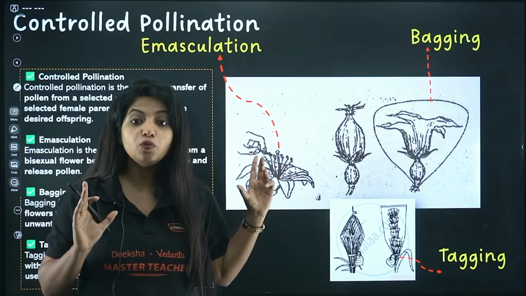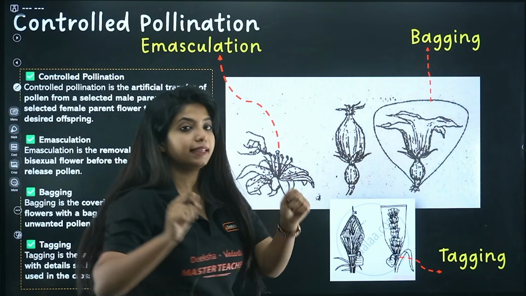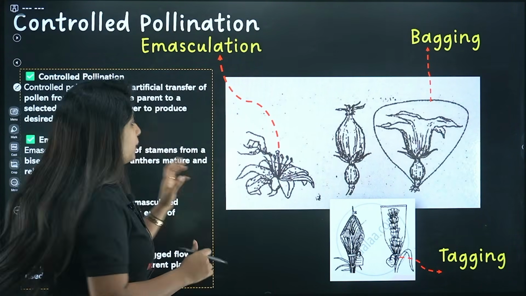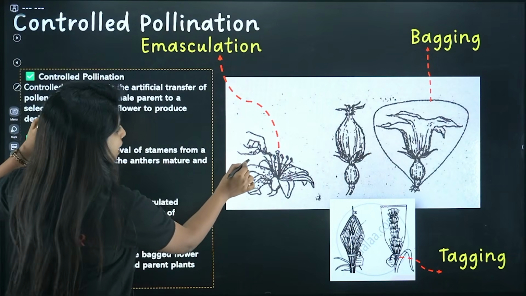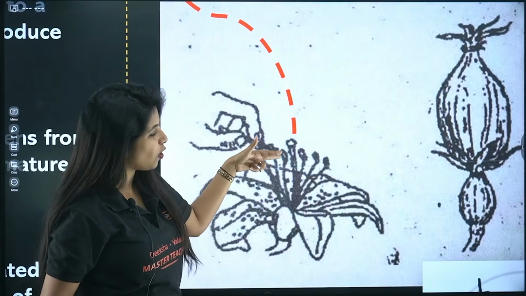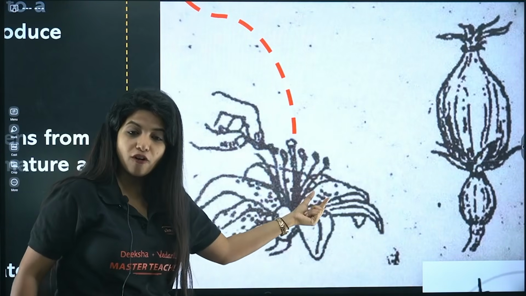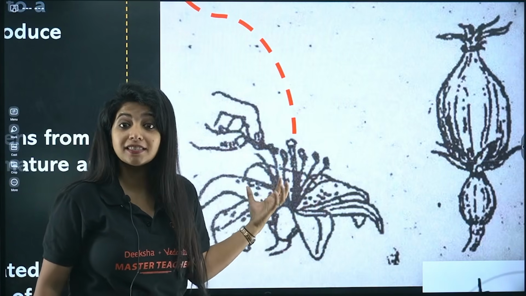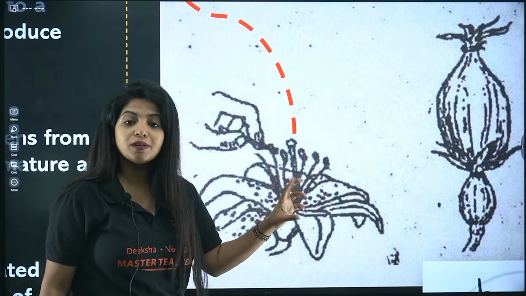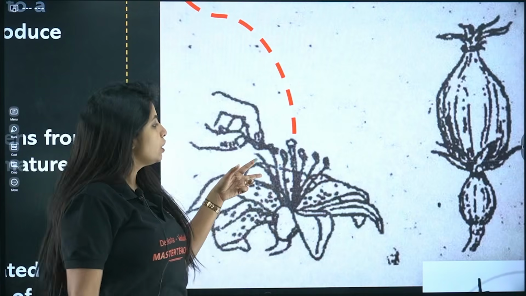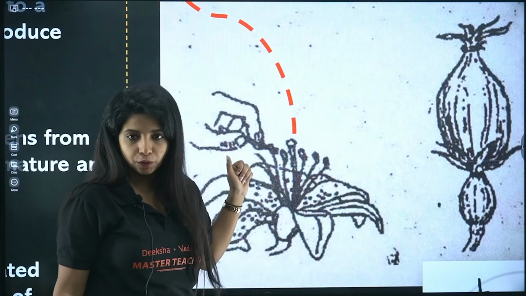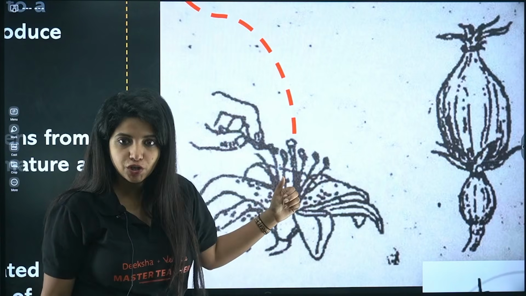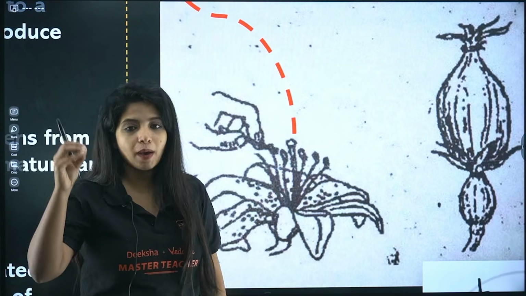Either you might get a picture like this in front of you, where one hand is cutting off the male parts of a bisexual flower. Bisexual flower means both the male and the female part are there. You are cutting off the male part here, so the hand will be clearly visible. It shows the process of emasculation.